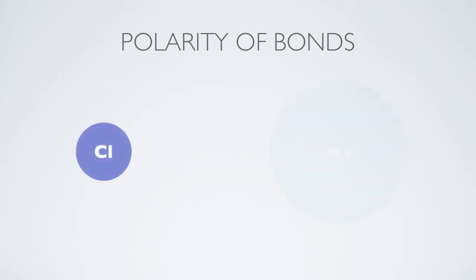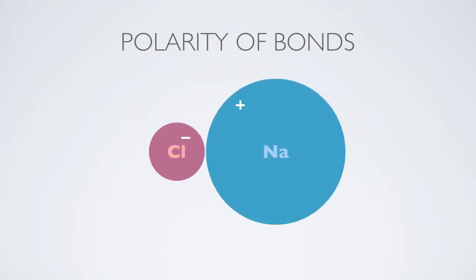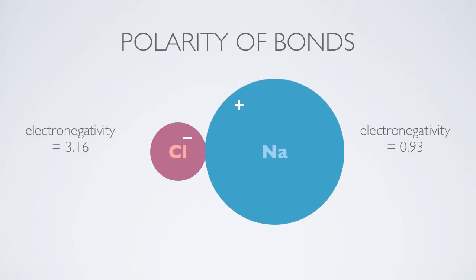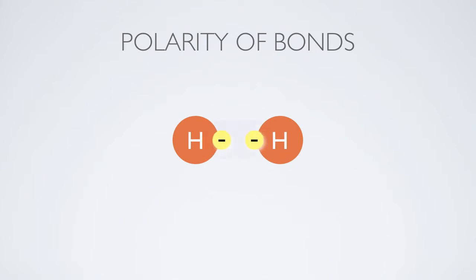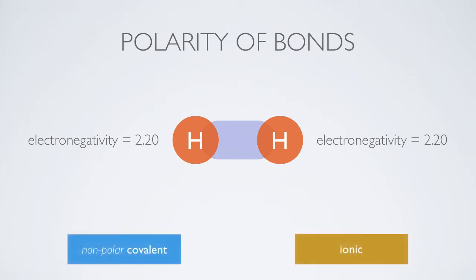Remember that in ionic compounds, no electron is shared, though it may be transferred because the difference in electronegativity between the atoms is so large. If we make a covalent bond between atoms of the same element, the electrons are equally shared because obviously they have the same electronegativity. This is called a non-polar covalent bond.